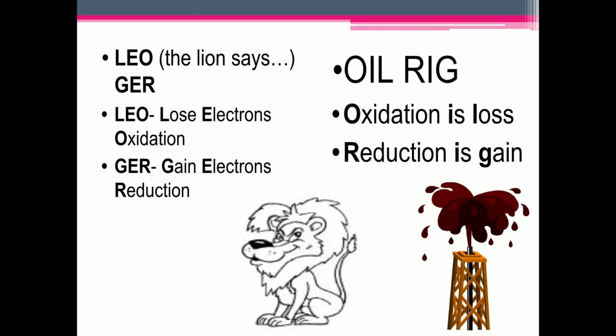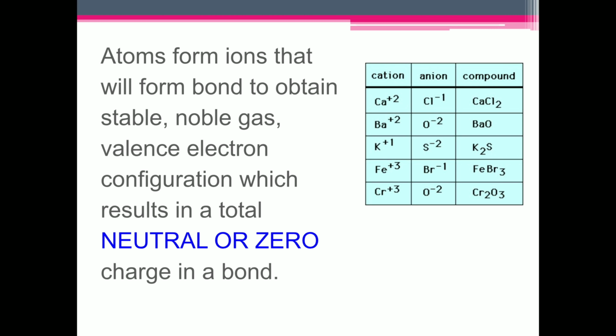So we can remember the difference between oxidation and reduction using one of 2 mnemonic devices. The first mnemonic device is Leo the lion says grrr. Leo, the loss of electrons is oxidation. Grrr, the gain of electrons is reduction. This can also be remembered using oil rig, as oxidation is loss of electrons and reduction is gain.